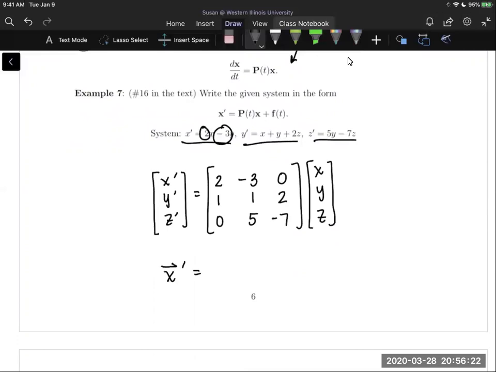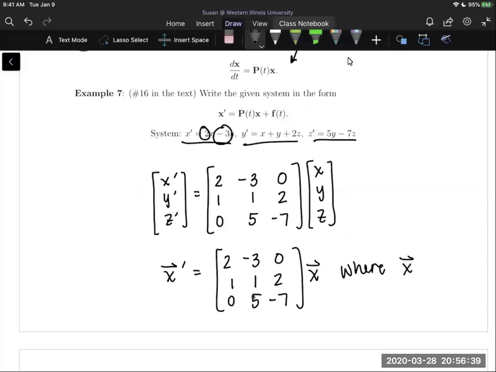X prime equals the same coefficient matrix 2, -3, 0, 1, 1, 2, 0, 5, -7 times x, and then they'll define what vector x means, where that is x, y, and z. So there are 2 different ways to display this depending on whether you want it to be shorthand or not. All right, so that's an example of working with systems and writing them in matrix notation.